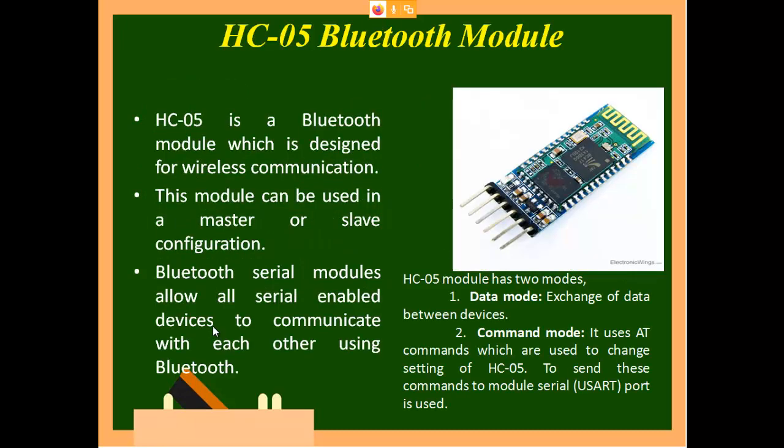A module which is readily available in the market, this is the Bluetooth sensor module. This part is called the antenna, from where it receives the signal and it is amplified, and it is a 6-pin IC. So 1 2 3 4 5 6 pins are there. The commercially available Bluetooth sensor, we call it HC05, is a module which is designed for wireless communication.